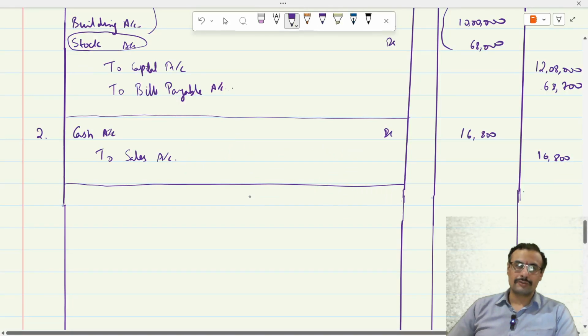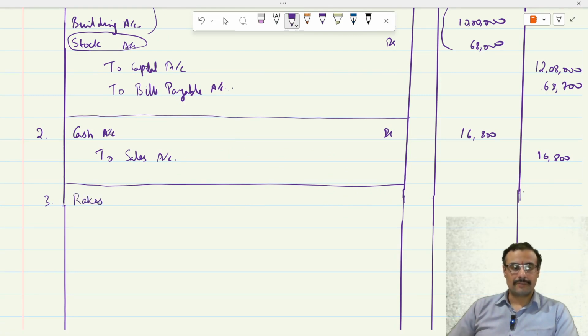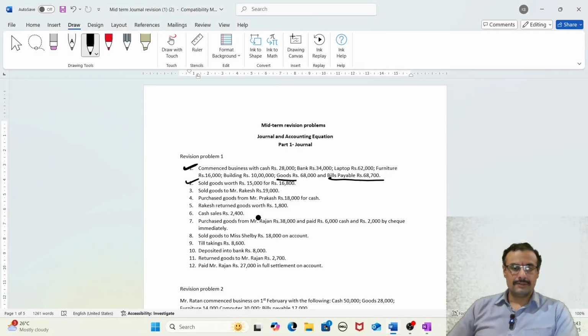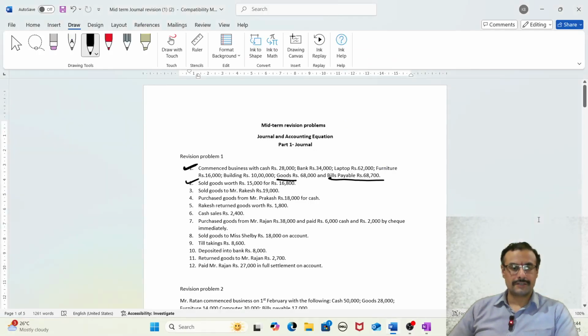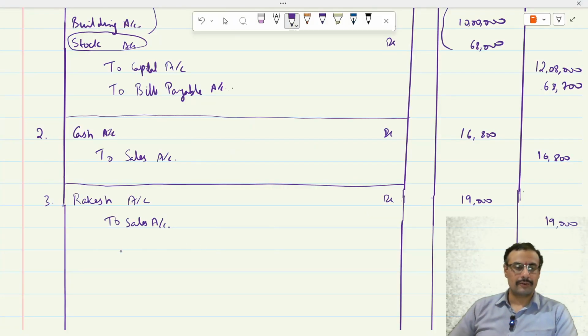We have sold goods to Rakesh. That person has not yet paid us money, so that person will become our debtor. Now the entry will be Rakesh account debit to sales account, 19,000. Being goods sold to Rakesh will be the narration.